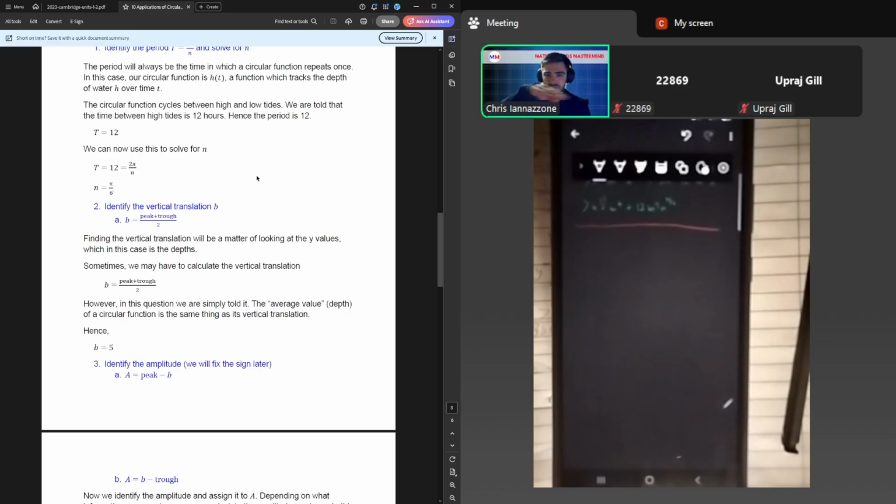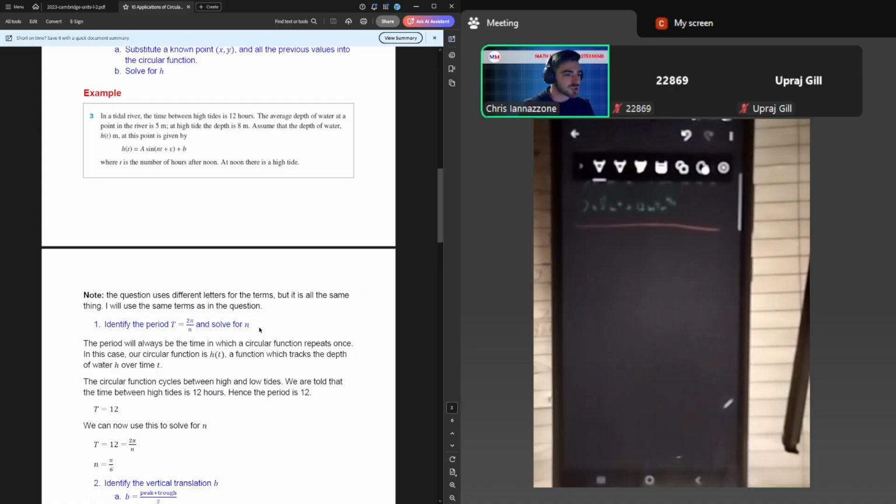So where's the mid-level of our circular function? It really does help to think about things in terms of mid-level. The other key word that comes up a lot is average. Whenever you're talking about averages of circular functions, it's always the midline that goes through from peak to trough.